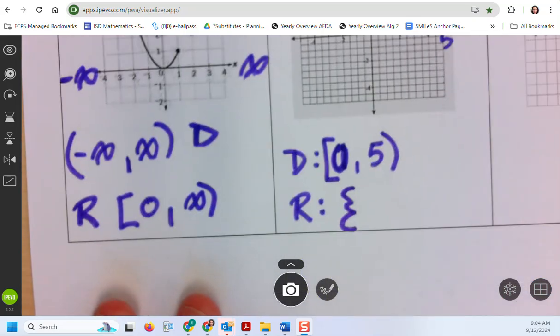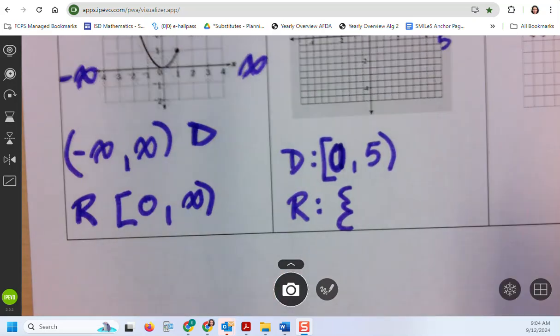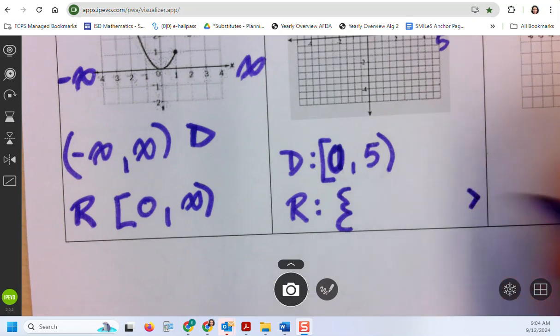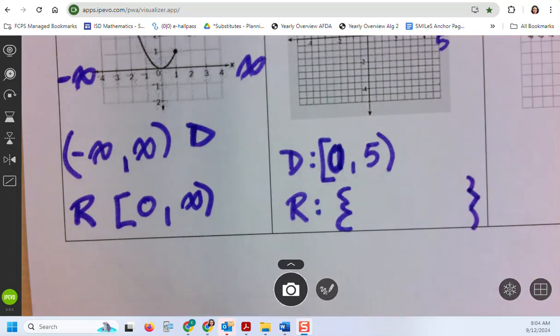Folks, I didn't draw that bracket by accident. It's a fancy bracket on purpose, okay? If you have trouble writing it, make a little point like that, and then you make a little parenthesis on top of it. This is a fancy bracket. You use this when you're making sets that are not intervals. So we're just listing numbers because there are no intervals this time.